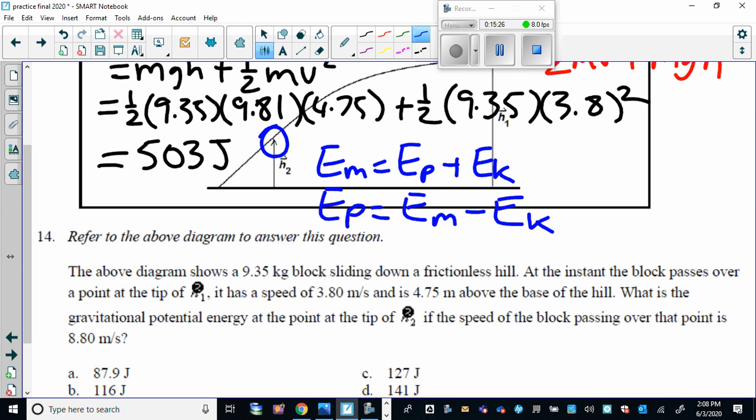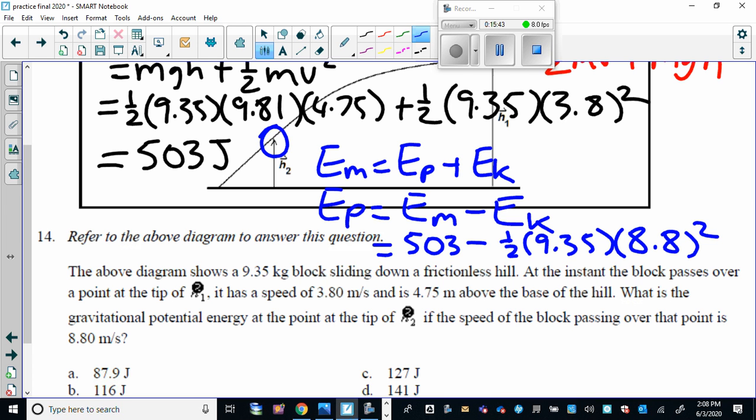So it's just going to be EM, the mechanical energy, 503, minus the kinetic energy at that point. So there it is, minus 1/2 mv squared. Plug those numbers into the calculator and you're going to get the answer, which is 141, D.